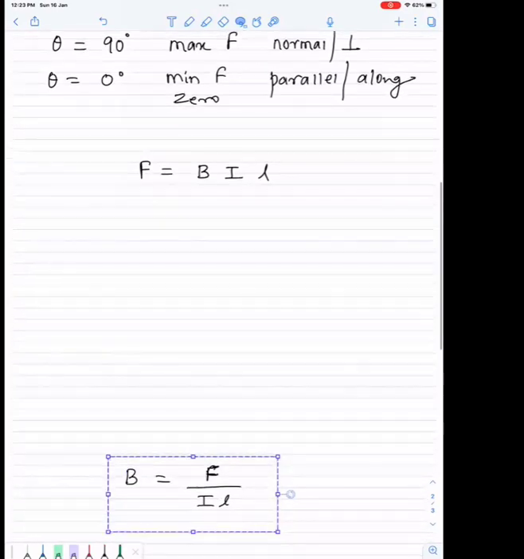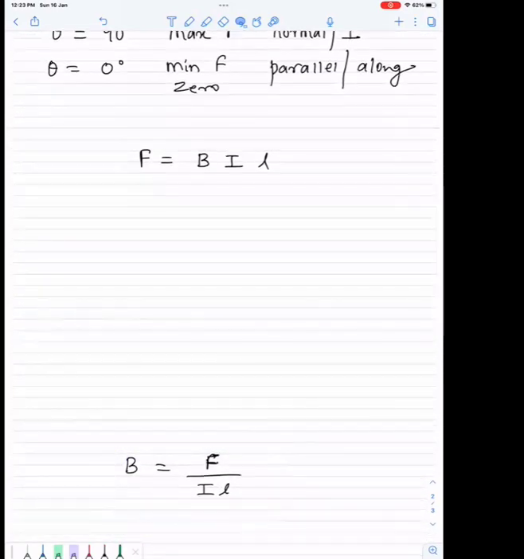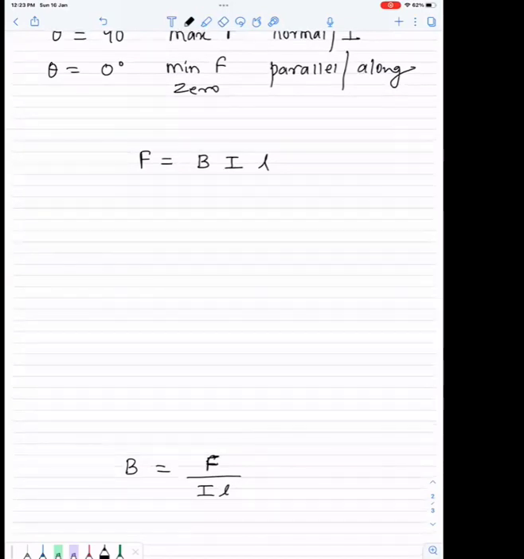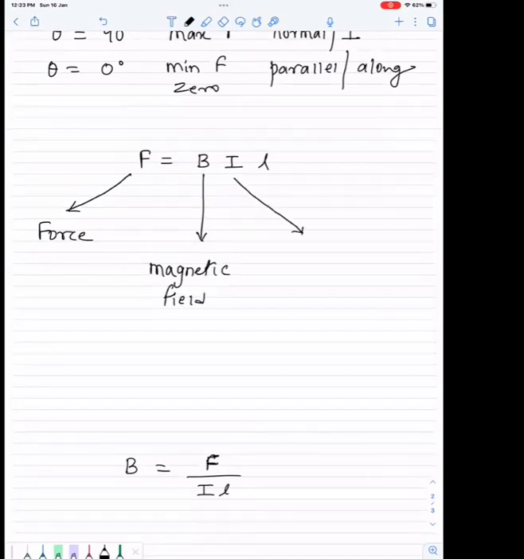If you look at the formula, what can we conclude from here? That force is directly proportional to what? B, meaning the magnetic field. I'll first tell you what each term means. F stands for force. B stands for magnetic field, the strength of the magnetic field. I stands for current. And L stands for the length of the conductor.